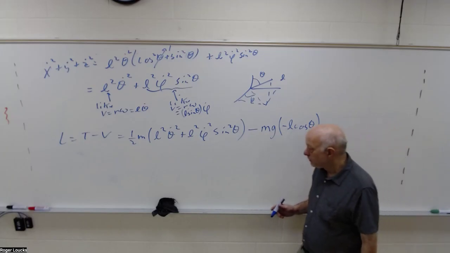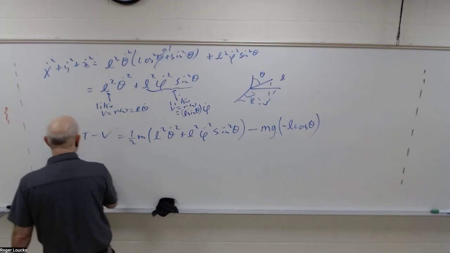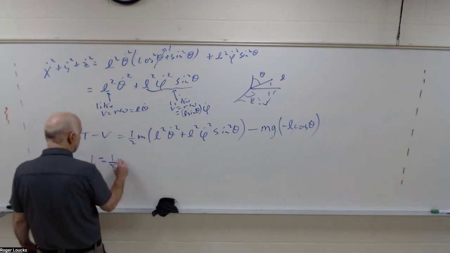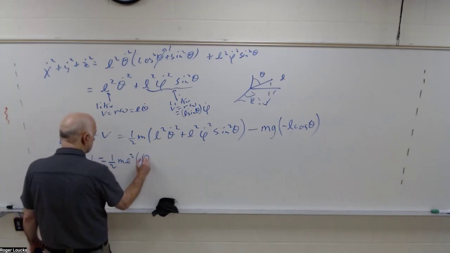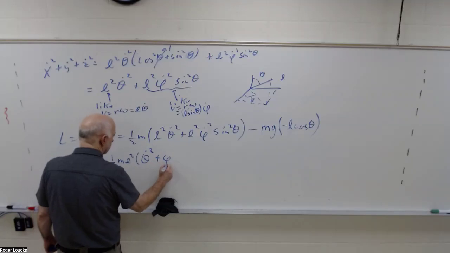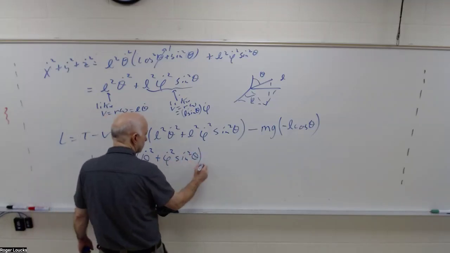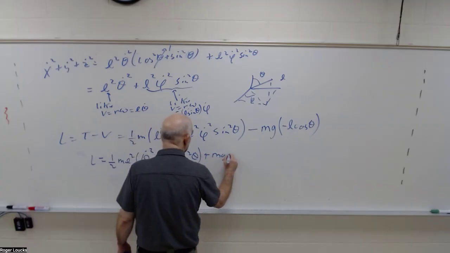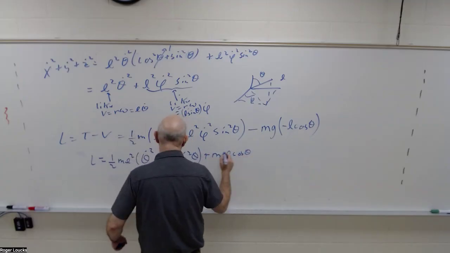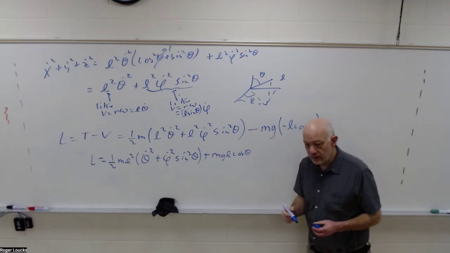Okay. So what are we left with here? We have our L is 1/2 m l squared, theta dot squared plus phi dot squared sine squared of theta, plus mgl cosine theta. Now you tell me how to find the Hamiltonian.